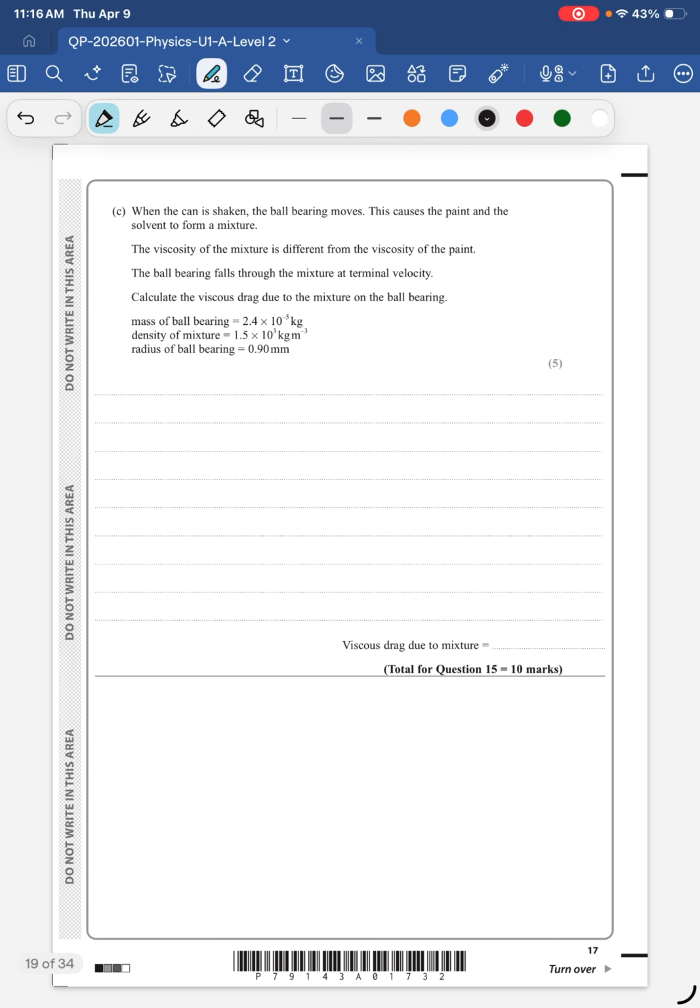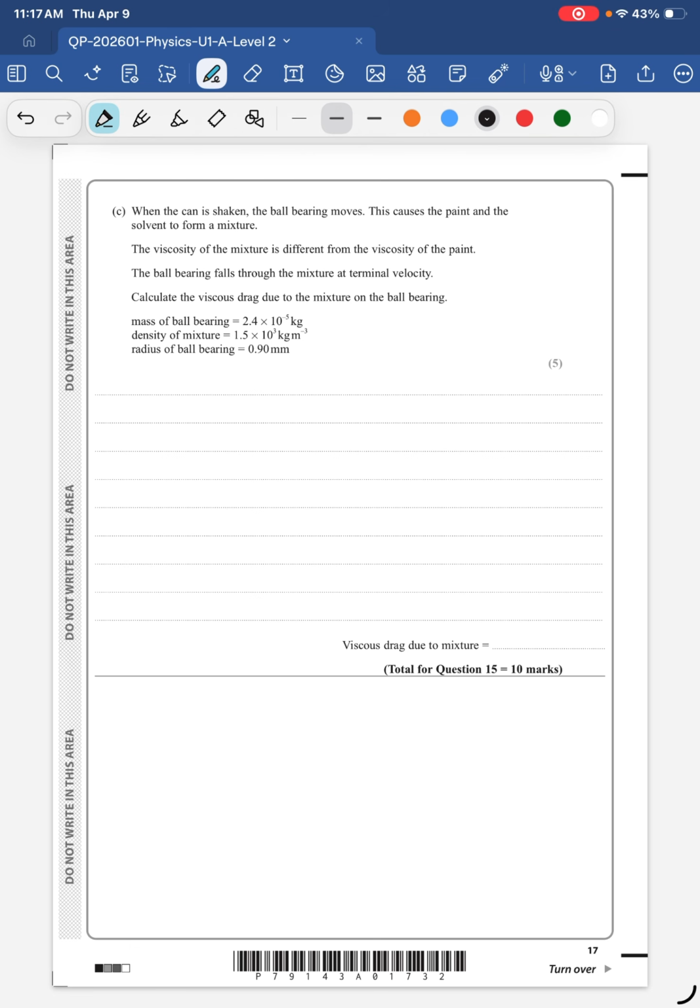Okay, let's move on. Part C. When the can is shaken, the ball bearing moves. This causes the paint and the solvent to form a mixture. The viscosity of the mixture is different from the viscosity of the paint. The ball bearing falls through the mixture at terminal velocity. Calculate the viscous drag due to the mixture on the ball bearing, and they give you the mass of the ball bearing, then the density of the mixture, and the radius of the ball bearing, which was given before.